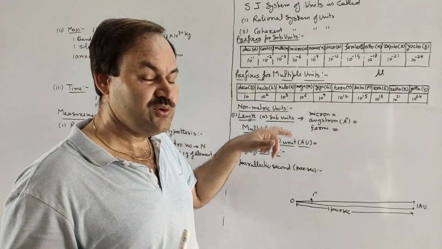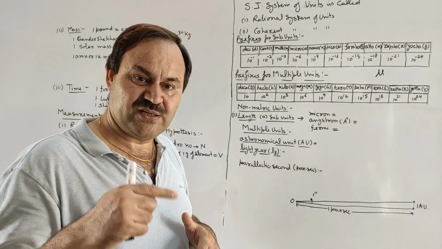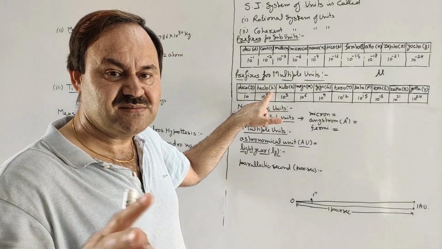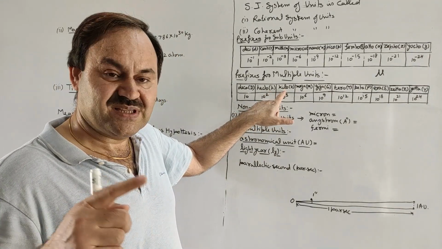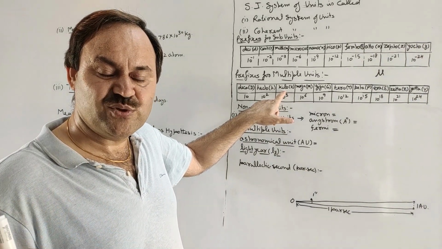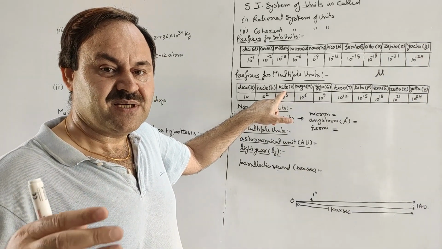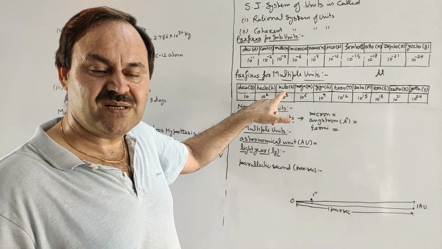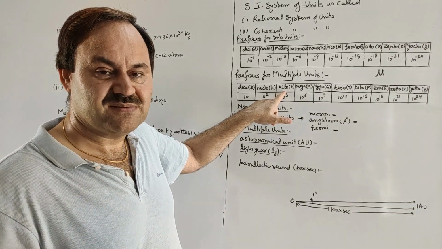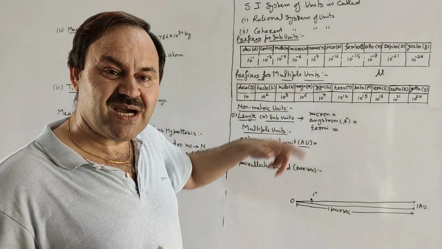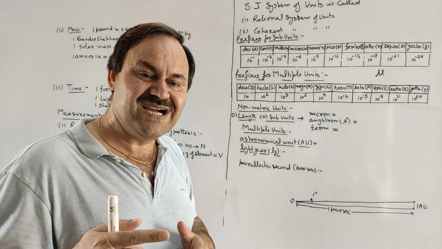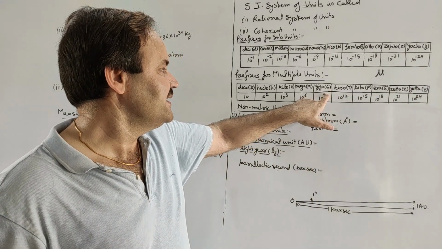Next is hecto. Hecto means 100, 10 to the power 2, hectogram 100 gram, hectometer 100 meter, like that. Now next is kilo. Kilo means 10 to the power 3, kilosecond 1000 second, kilogram 1000 gram, kilometer 1000 meter, like that. Now next is mega. Mega is 10 to the power 6. After mega there is giga. Giga is 10 to the power 9.